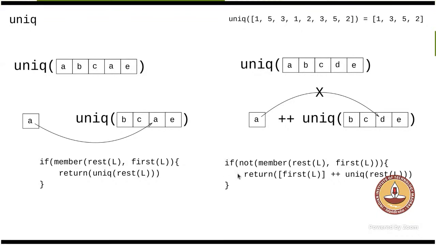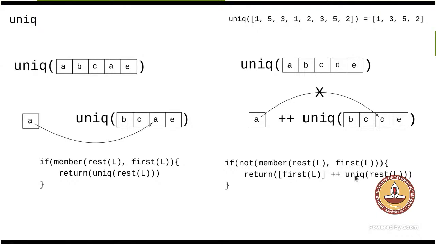So I'm just writing it as: if the first element of L is not present in the rest of L, then do this. A has to be present in the final list, because this is the only occurrence of A. So first of L, I have to add it plus unique of rest of L.